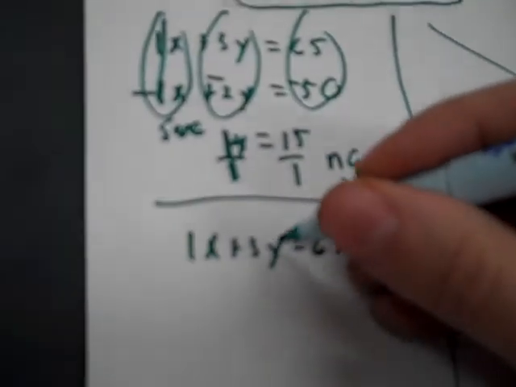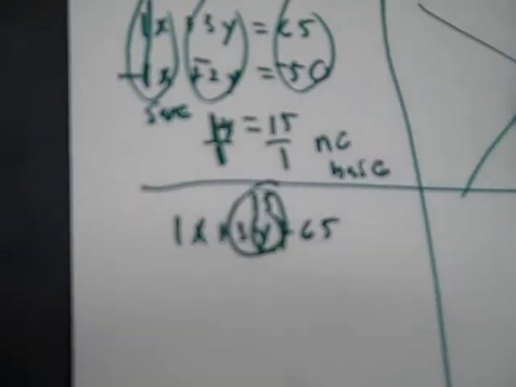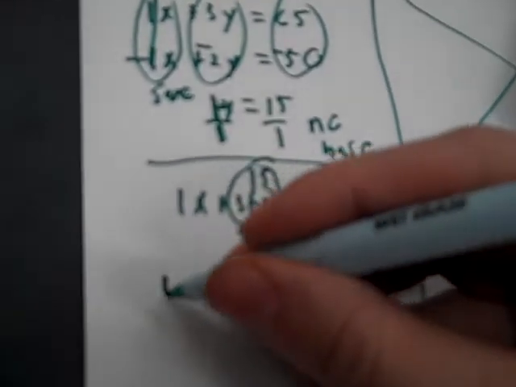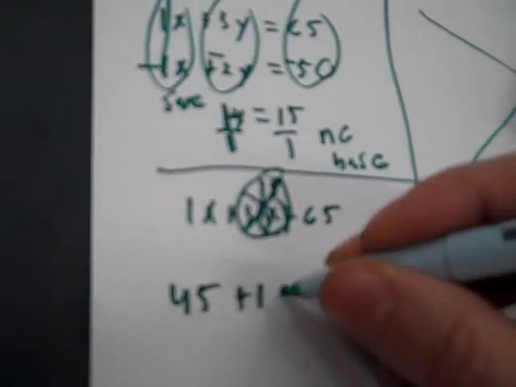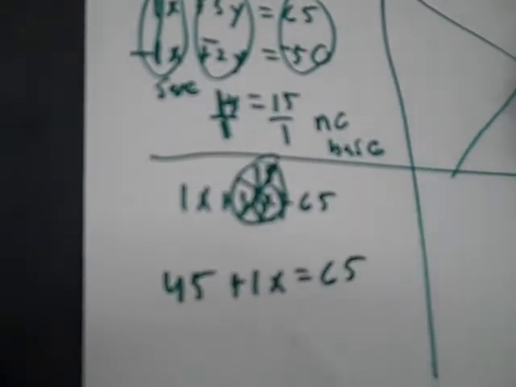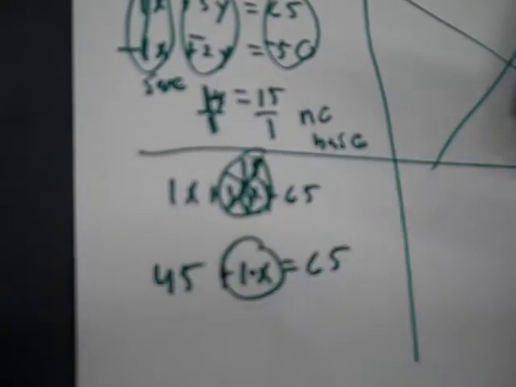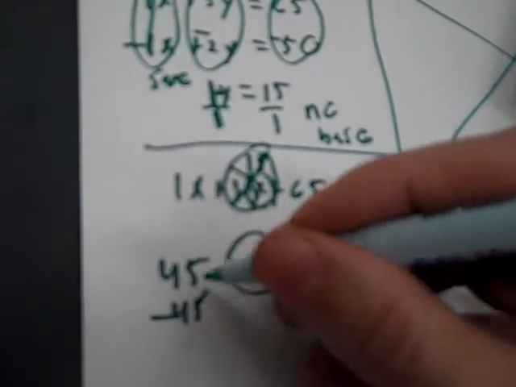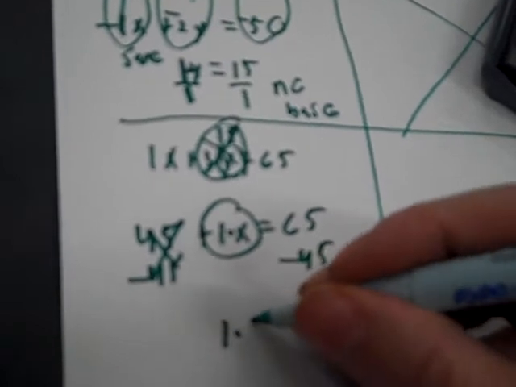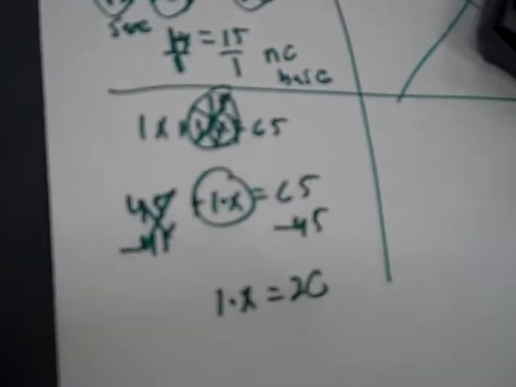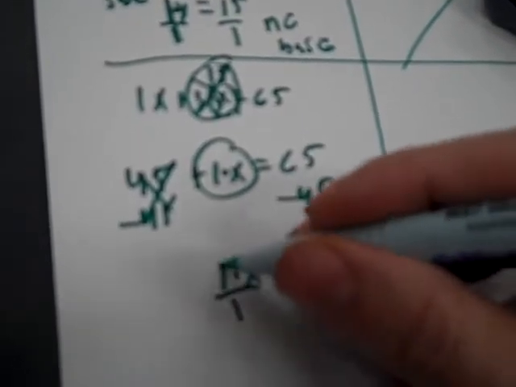Okay, now I go into this equation, replace the y with 15, and I'll take 15 times 3. That's 45, not with y though, plus 1x equals 65. Dot your x, circle it, minus 45, minus 45, and 1 dot x equals 20. Divide by 1 if you want, okay? So 20.